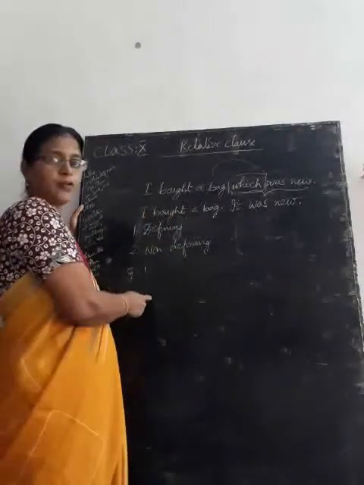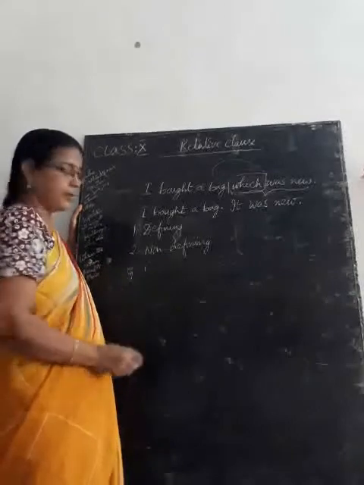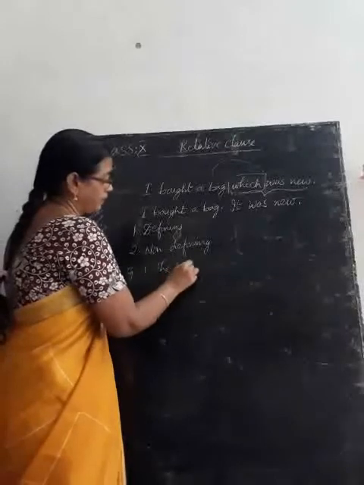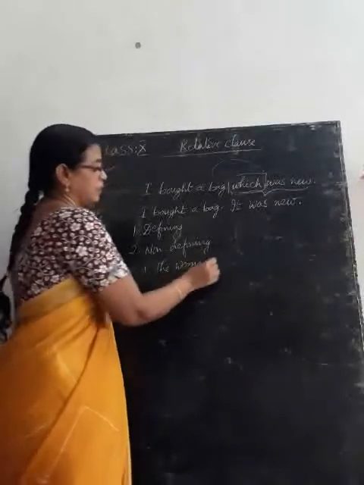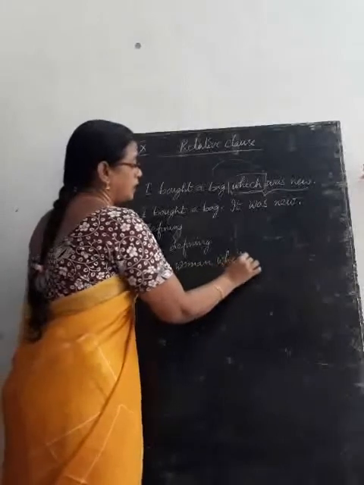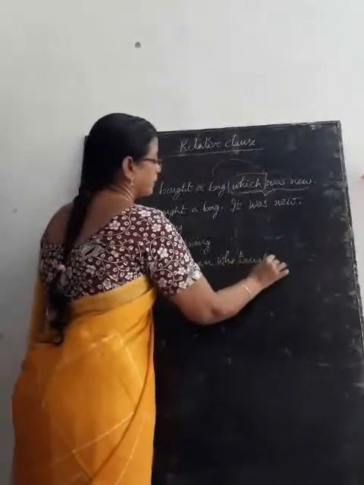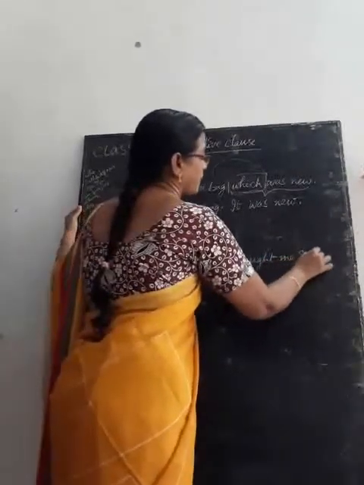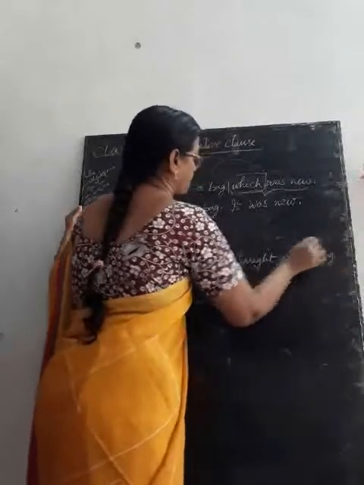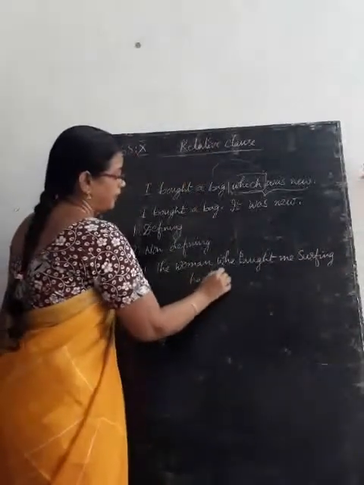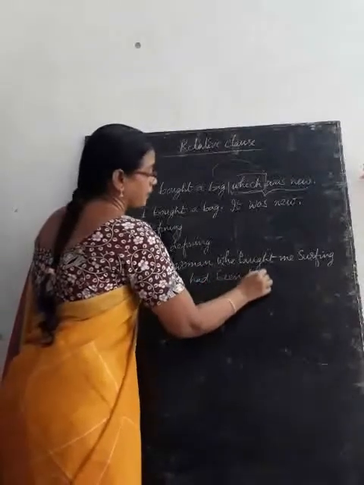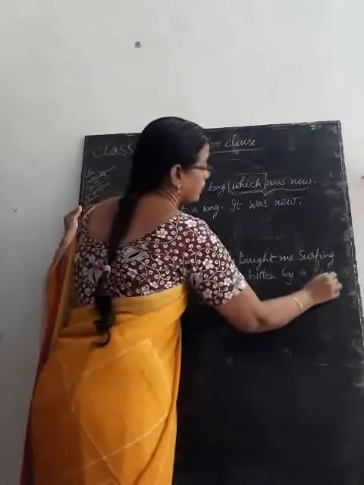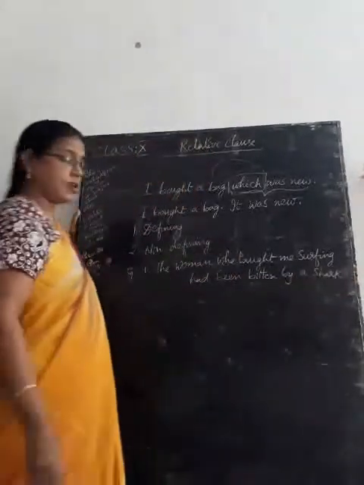Here there are two kinds of clauses, defining and non-defining. Defining relative clause, for example: The woman who taught me surfing had been bitten by a shark.